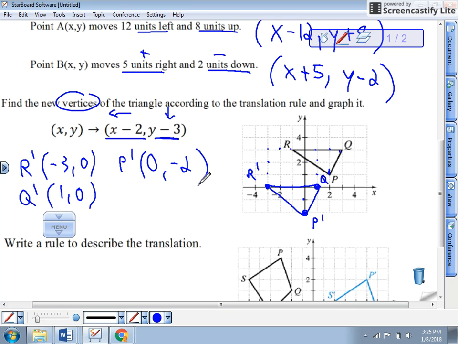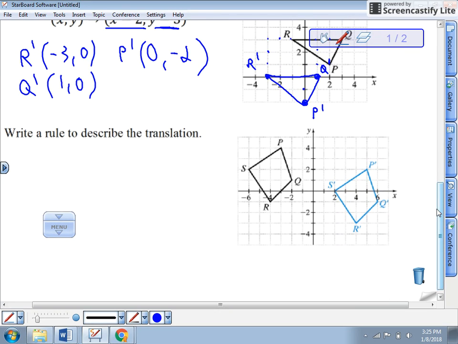Finally, on this side, write a rule to describe the translation. Well, which way is this going? Is it going from here to here, or is it going here to here? Well, it's obviously going to be the bottom one. How come? All right, again, prime marks. That tells us where the image is after the translation.